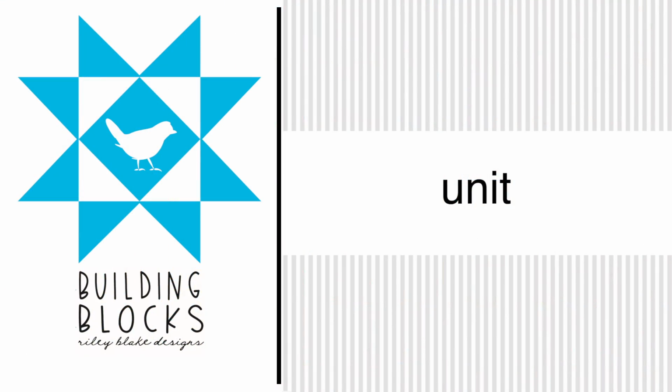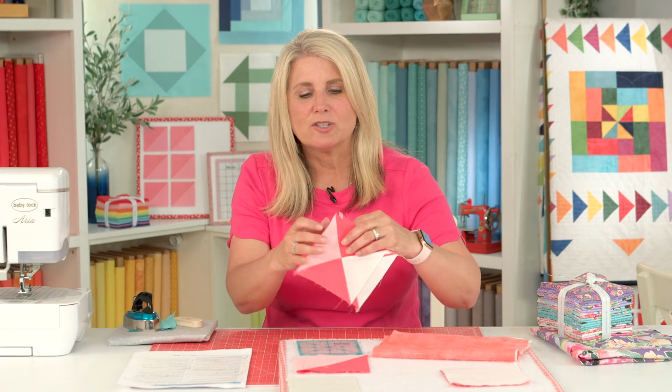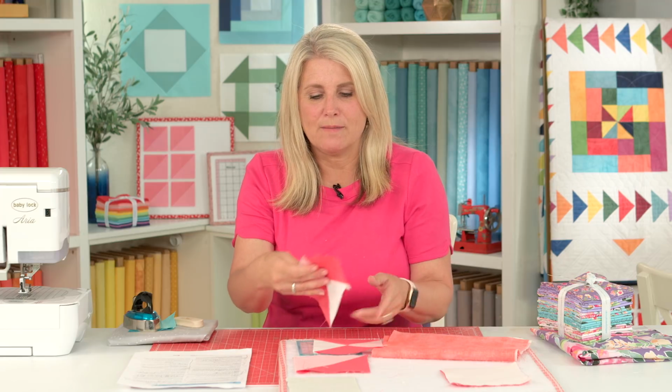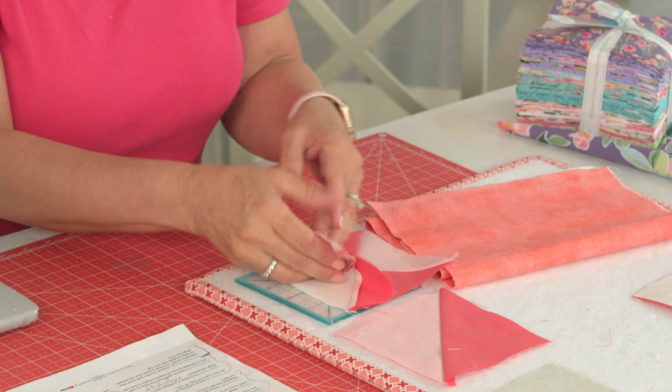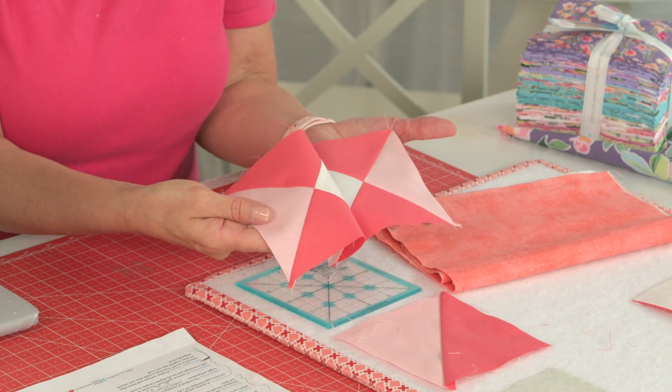Okay, unit. Unit is basically sewing 2-pieced blocks together to create a unit. So if I sewed these together, this would be 1 unit. And a lot of times patterns will talk about sections or units.